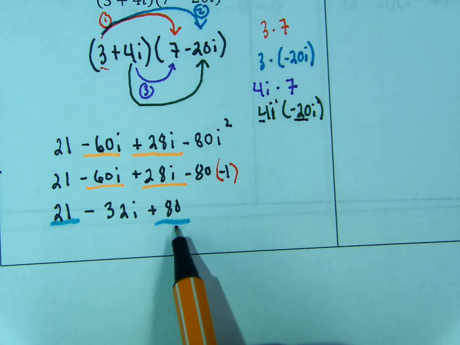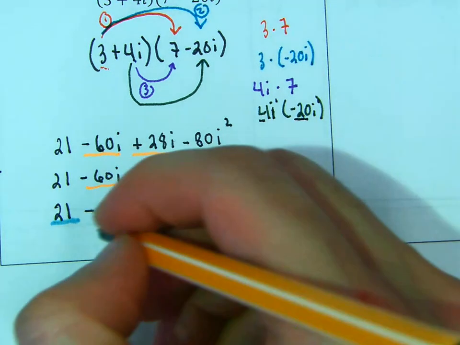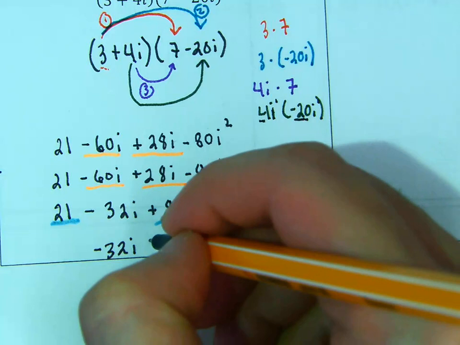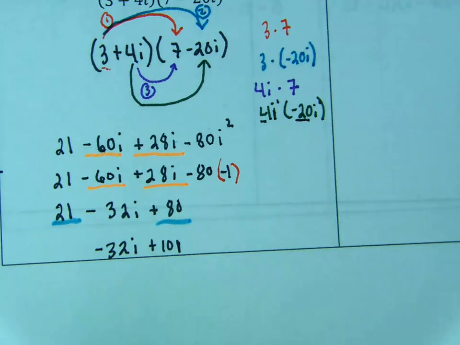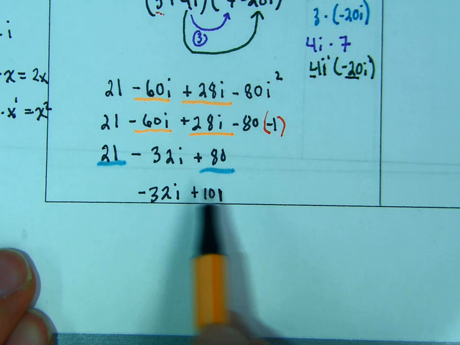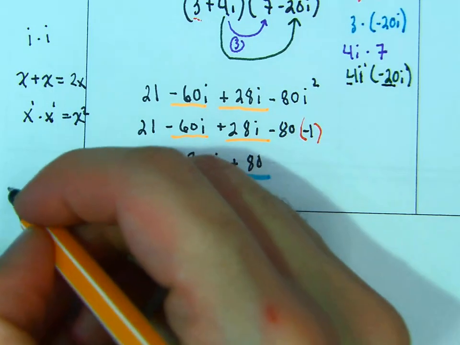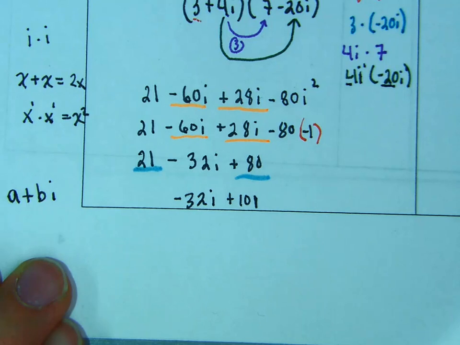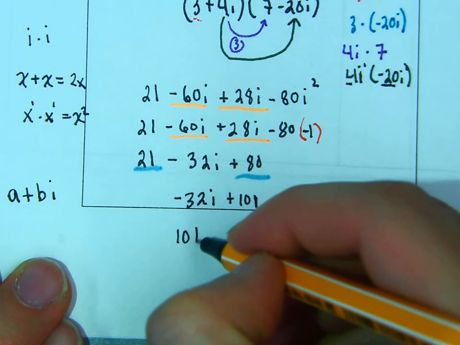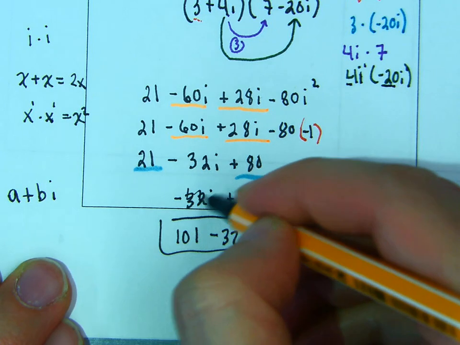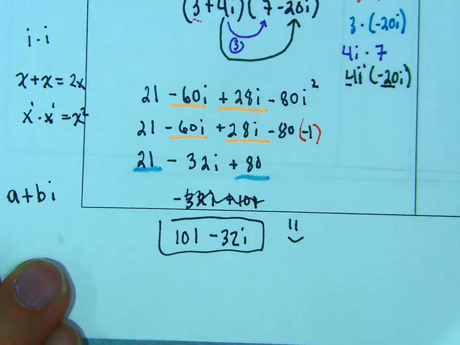This will be 101. And notice that I'm not going to do negative 32i plus 101. Why don't I want to have it like this? This is no bueno. I don't want it like this, because you want it in what form? You want it in the a plus bi form. So you should actually have it as 101 minus 32i. Should look like this. And then we're done.